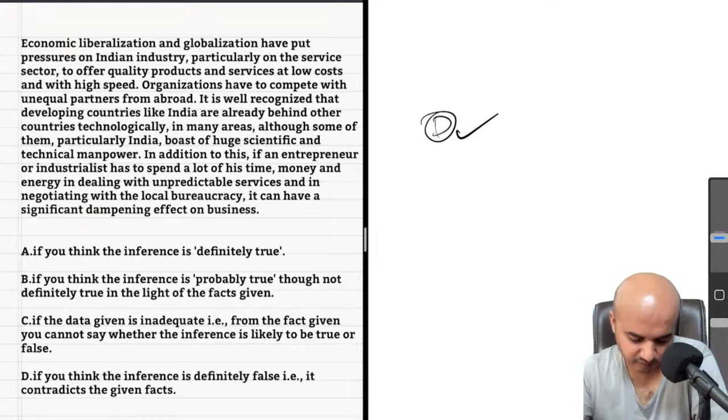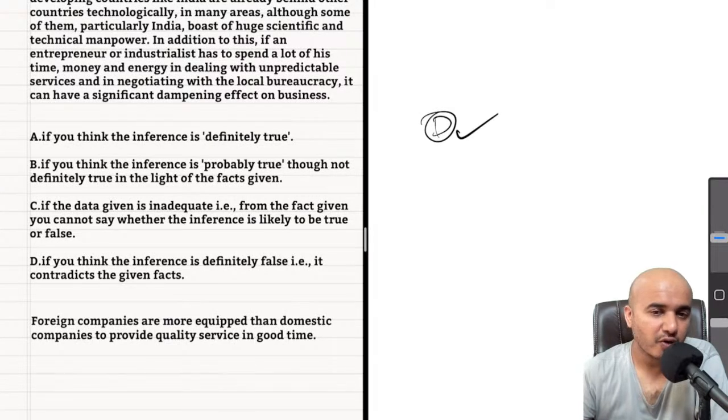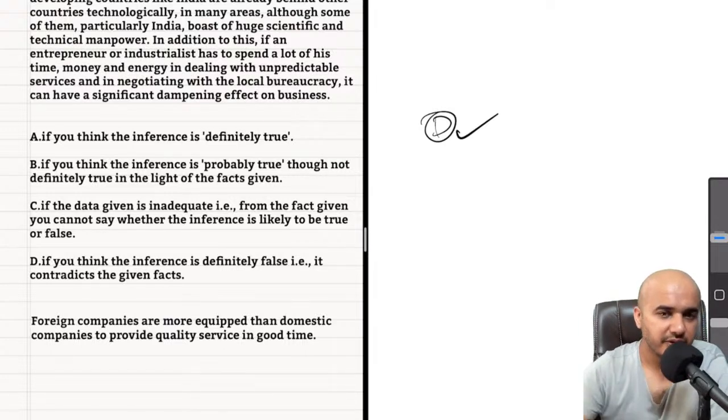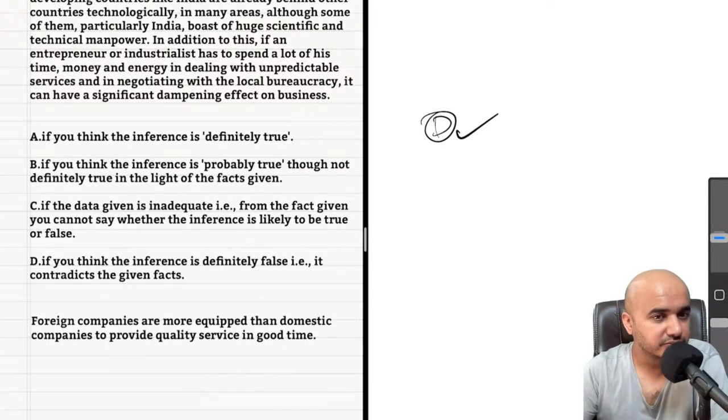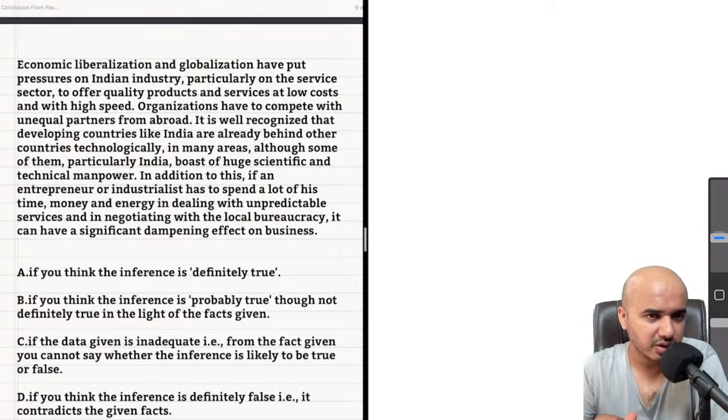Next, the inference for the same passage, of course, is foreign companies are more equipped than domestic companies to provide quality service in good time. This is interesting. Here they say Indian companies may in fact lag behind, or I have to put it in other words, foreign companies have better facilities than domestic companies to provide quality service in good time. Does it make sense? According to the passage, of course. Is there anything in the passage which actually supports this inference? Let's read the passage once again.